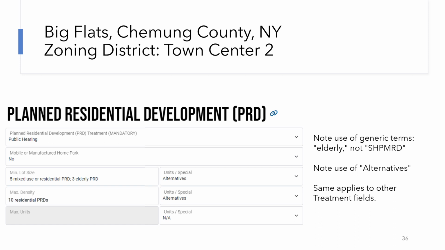I want to point out here also the language that we used. While the name of the elderly district was SHPMRD, we did not call it that here. We use generic terms that are commonly used throughout the atlas so that people don't have to learn the specific jargon of each individual zoning text. Please be sure that you don't use specific acronyms that are only used in one zoning text and that you stick to terms that are easily identifiable by regular human beings.